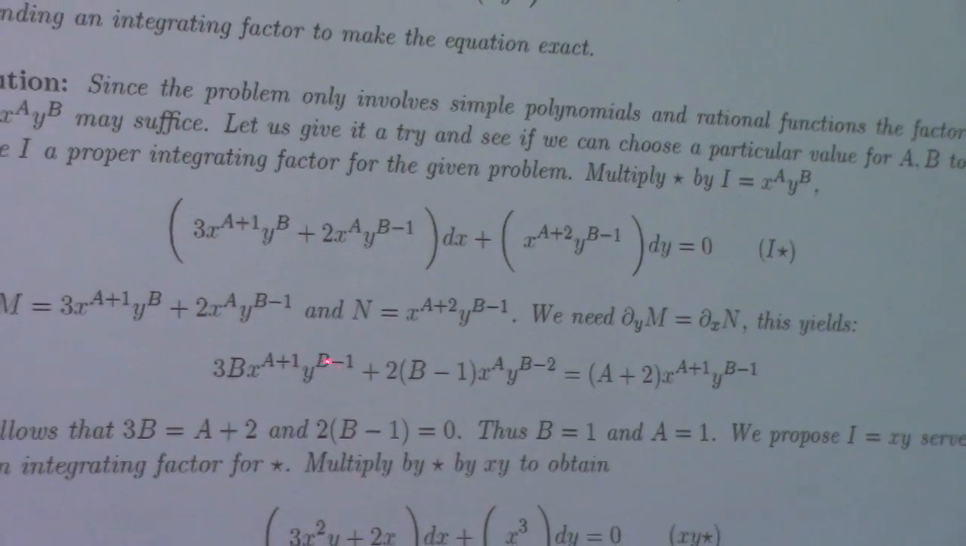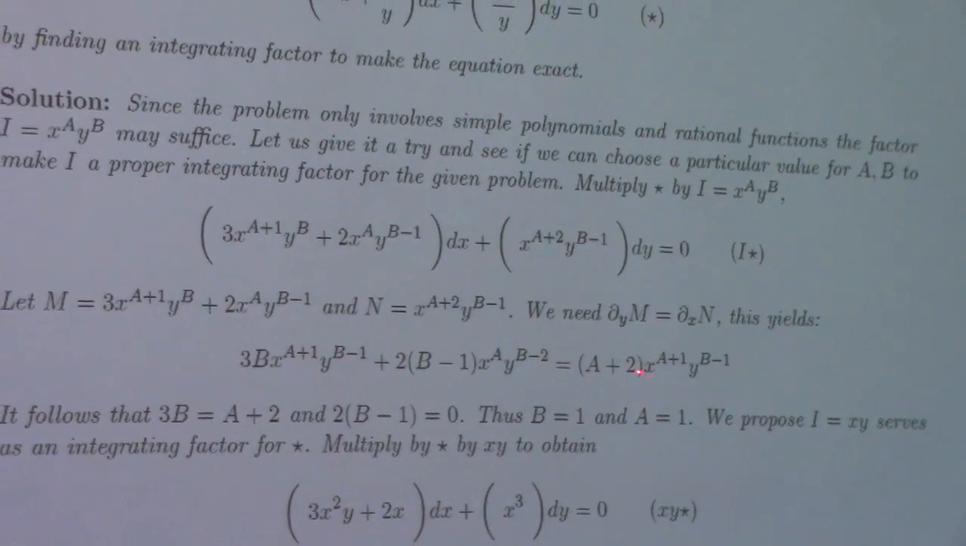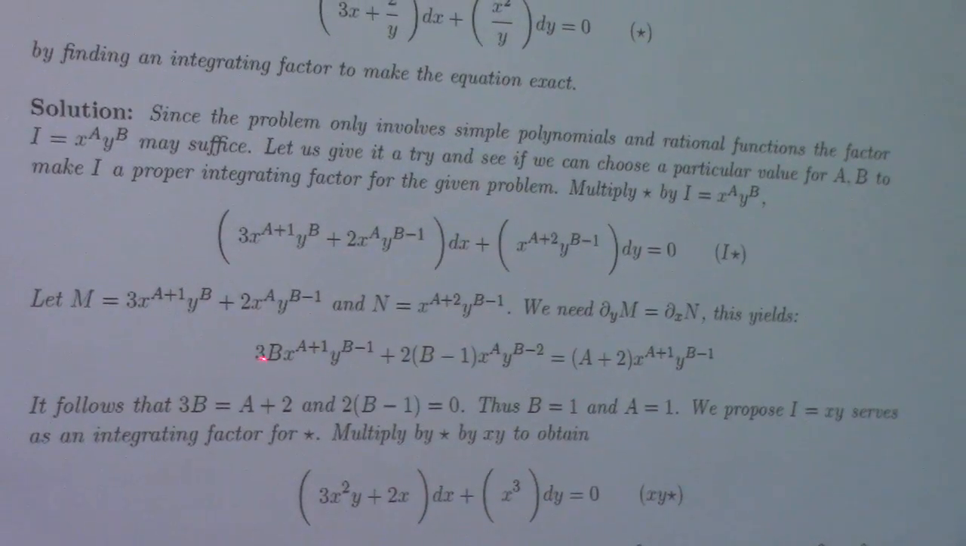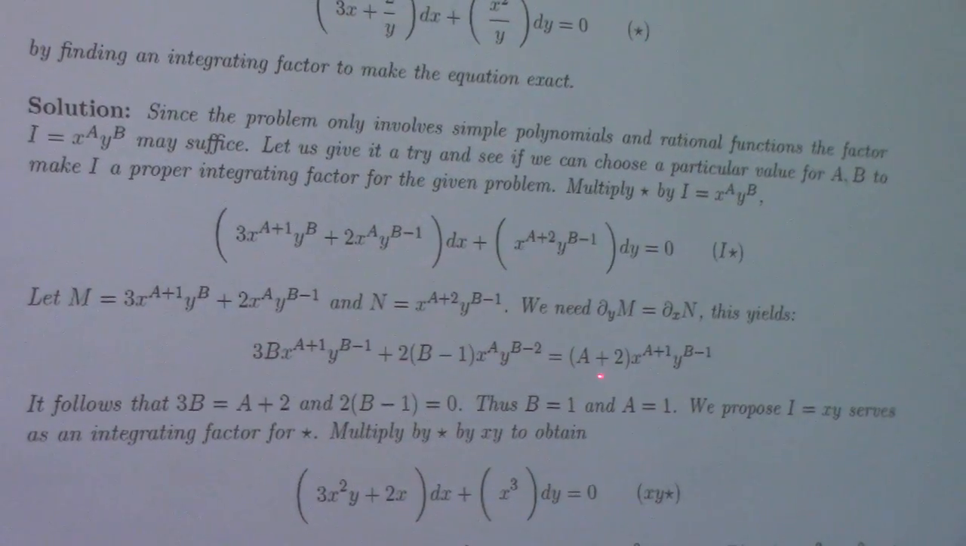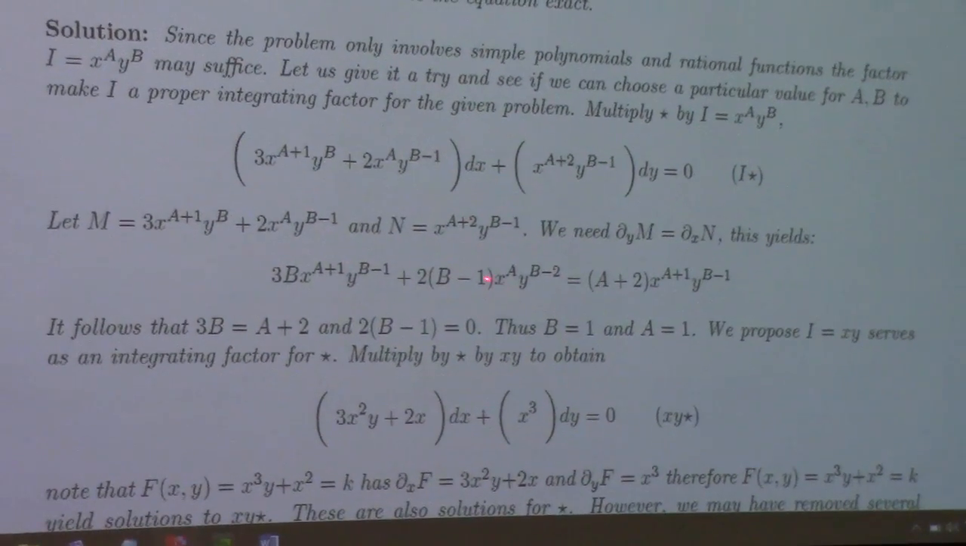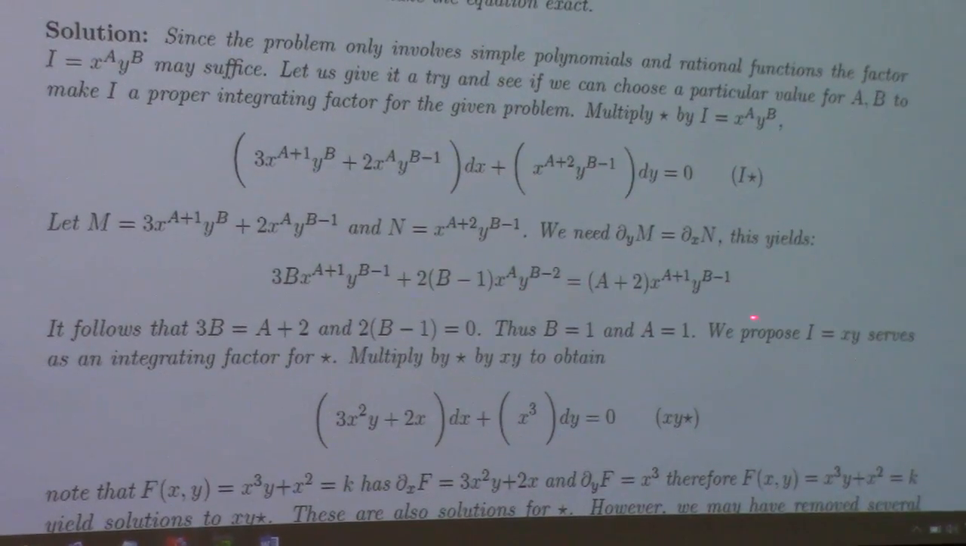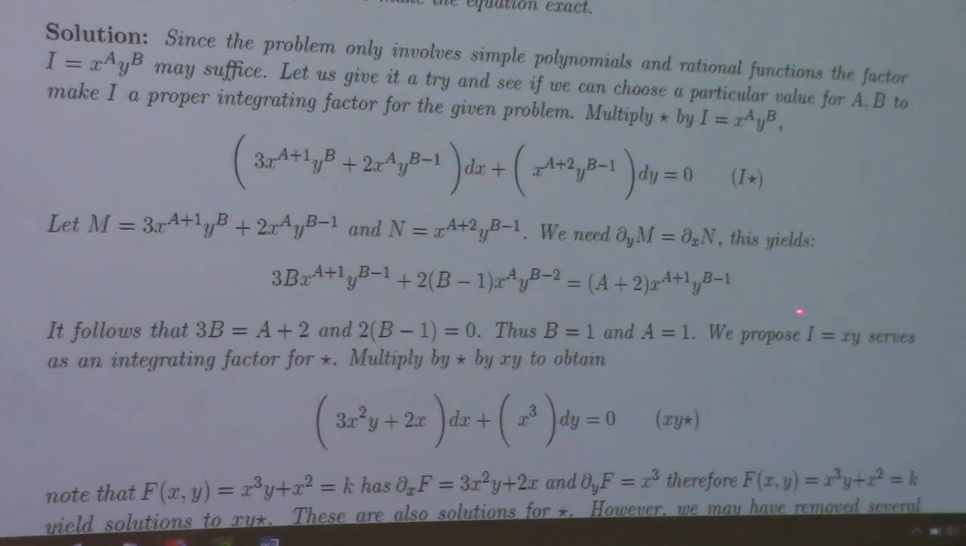Are there any like powers here? This guy and that guy, right? That tells me that 3b has to be equal to a plus 2. On the other hand, I've got x to the a, y to the b minus 2. Is there any similar term over here? Nope. That means that 2 times b minus 1 has to be 0 by polynomial algebra, basically.